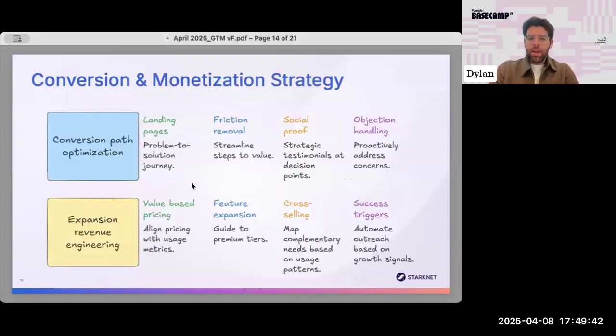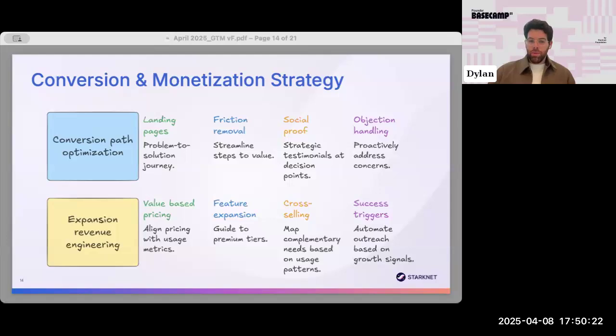And then I just want to kind of talk a little bit about a few different things. Small conversion improvements, they compound over time. And as you're thinking through your funnel and conversion paths and how to actually optimize the funnel, you want to design landing pages that guide users from problem awareness to solution adoption. Again, as I've been saying, you want to remove the friction by streamlining steps to first value. Place testimonials at decision points and be very open to addressing common objections.